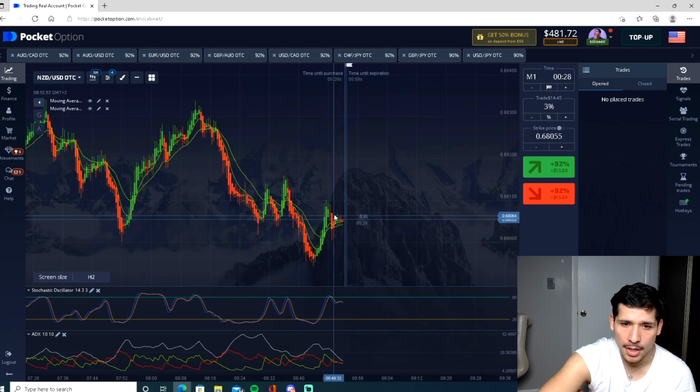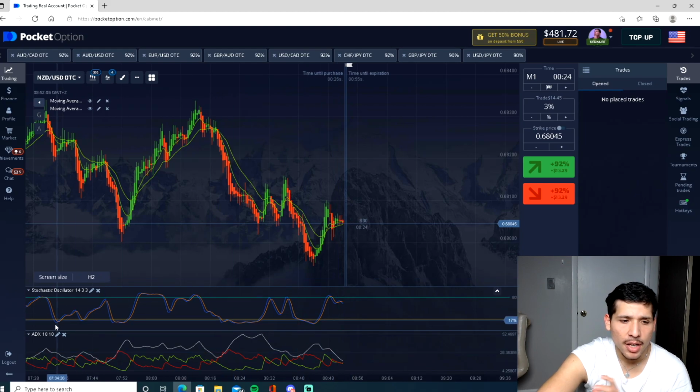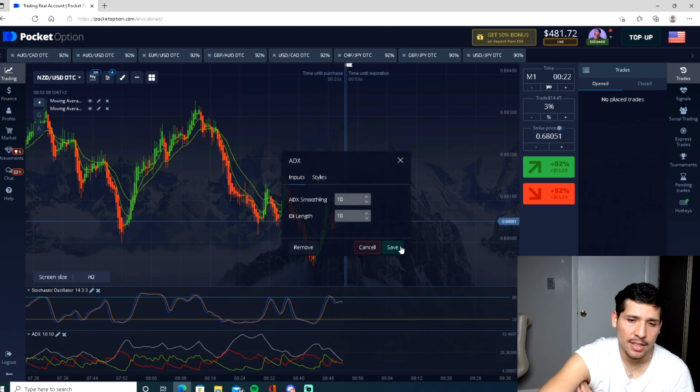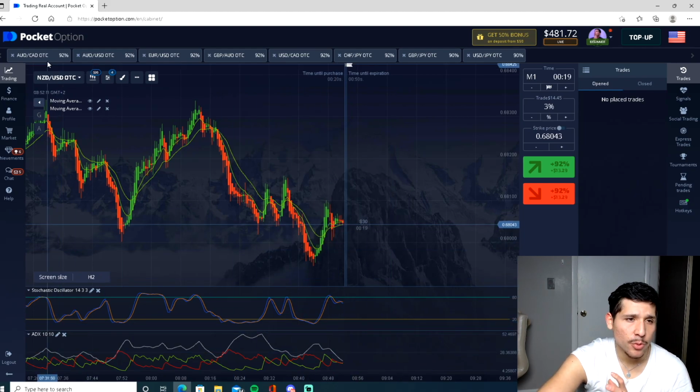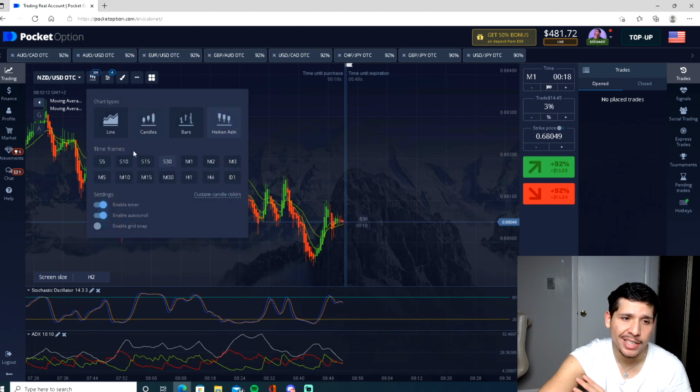Another example would be like this right here, guys. You guys can see when they're all smashed together. And the reason why we're using ADX 10 10 is because it's fast paced. We're doing 1 to 2 minute trades.